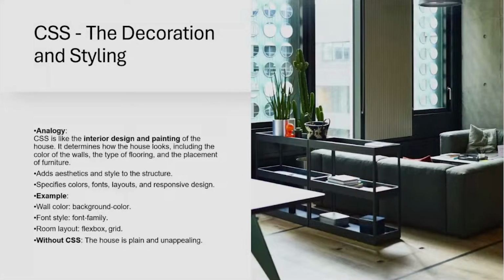So the styling we need to mention by using CSS, cascading style sheets, the decoration and the styling. Here the background color, font family, and flexbox and grid. So how do we place the components?